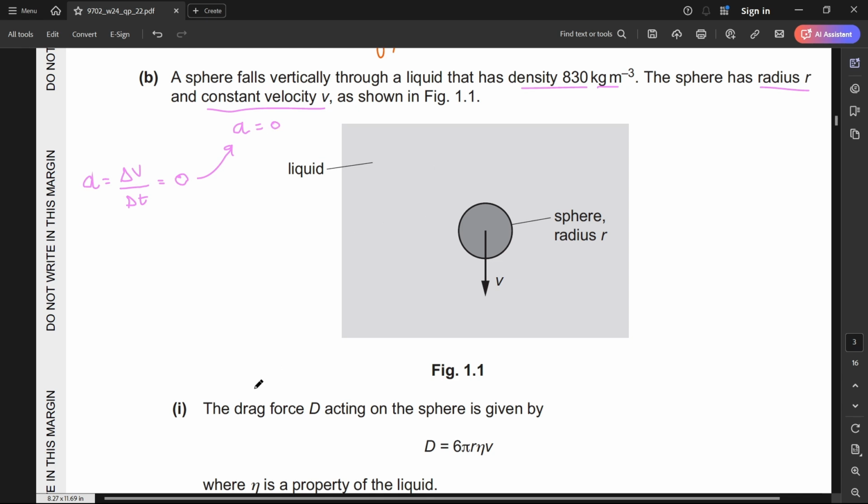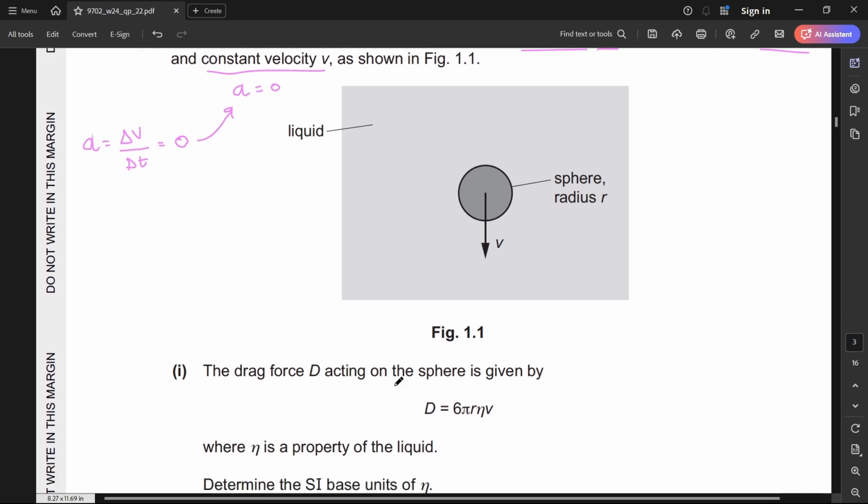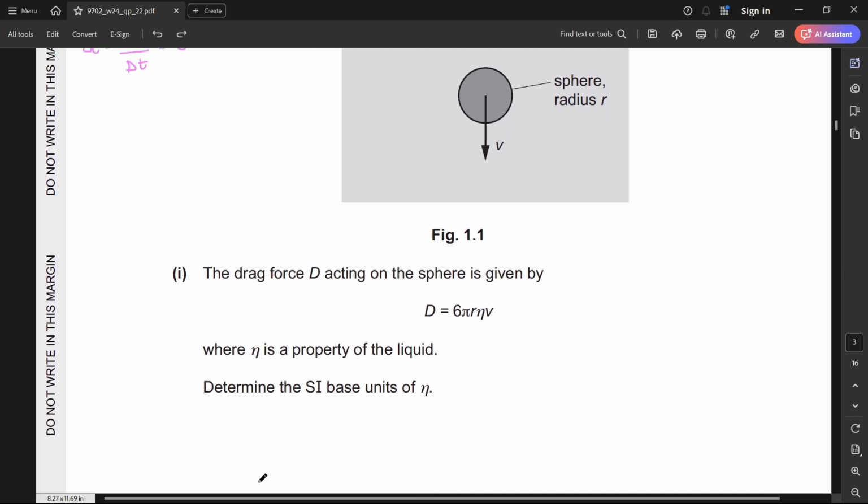Now the equation of the drag force acting on the sphere is given by this equation, where D is the drag force as given over here. 6 pi is a constant, r is the radius of the sphere, n is the property of the liquid which is unknown, and v is the constant velocity with which the sphere is falling down in that liquid. Now we are asked to determine the SI base units of n.